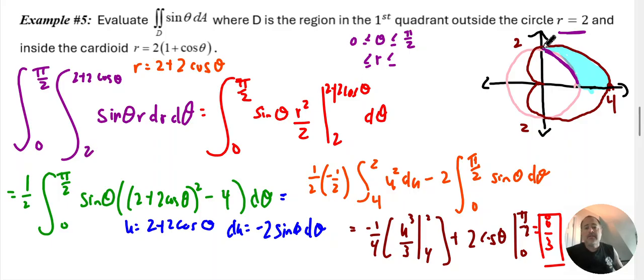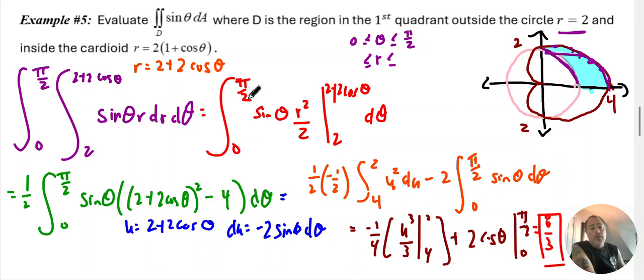And based on example number 4, what we talked about is that if I'm the furthest out of my region here, I'm always on this curve. So my upper bound is going to be 2 plus 2 cosine of theta. Since I'm already in terms of theta here, with sine of theta, I don't have to convert that. And then I've got my r dr d theta.